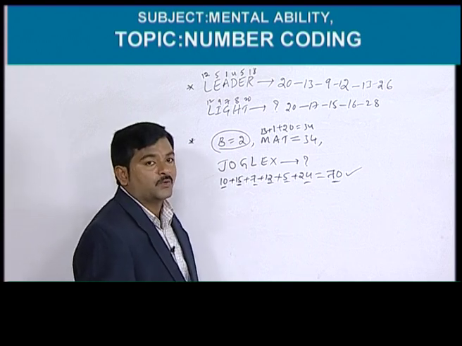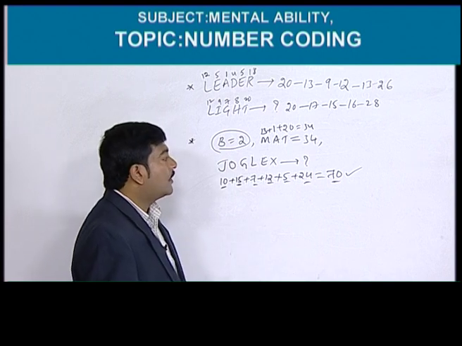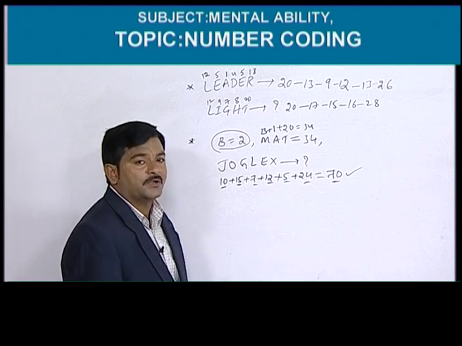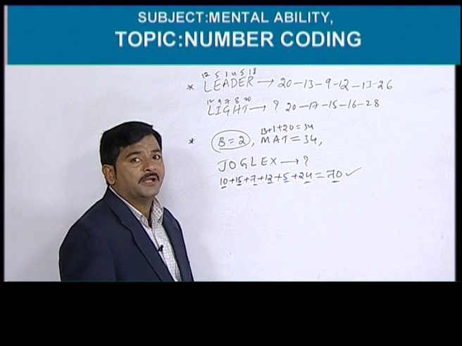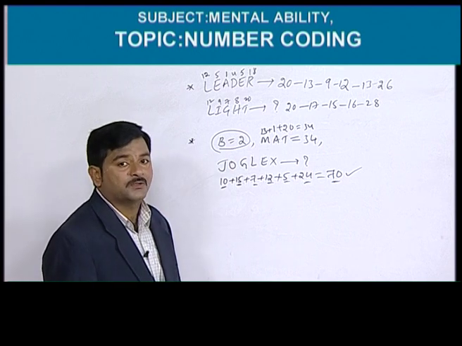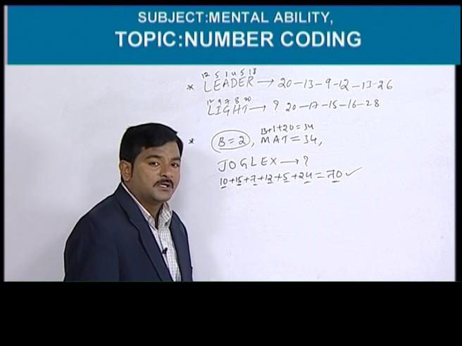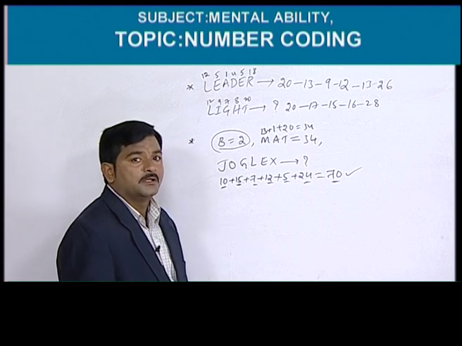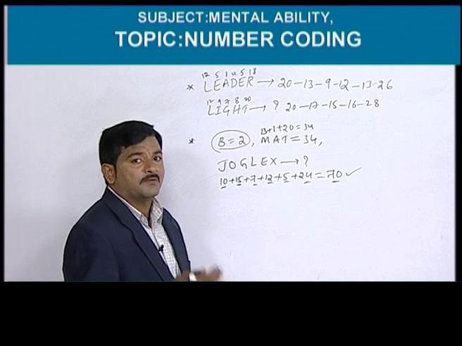Hence, the answer for the given word JOGLEX, the code for the given word JOGLEX is 70. Simply ఎలా వచ్చింది? By adding all the corresponding numerical numbers. Okay, I hope you understood this example also. Okay, now we can discuss one more example.